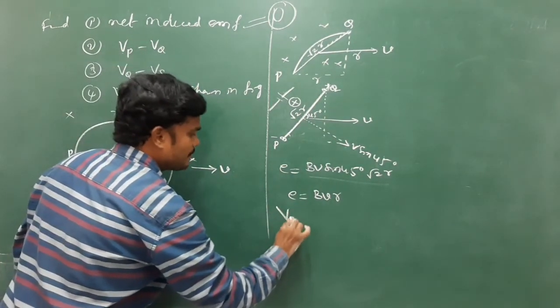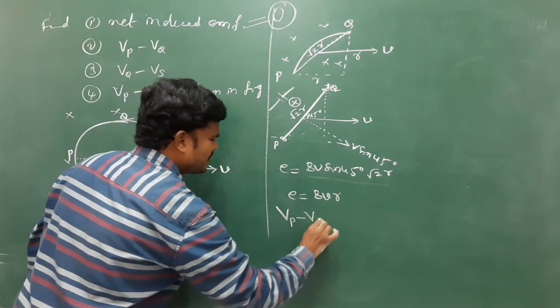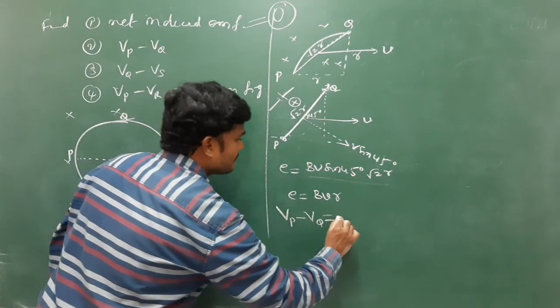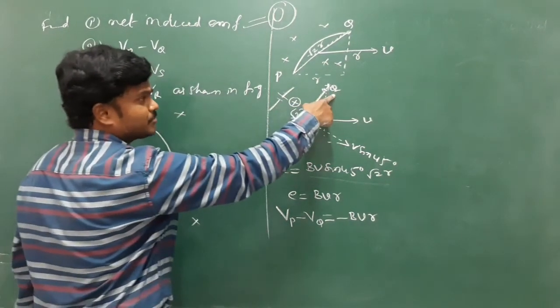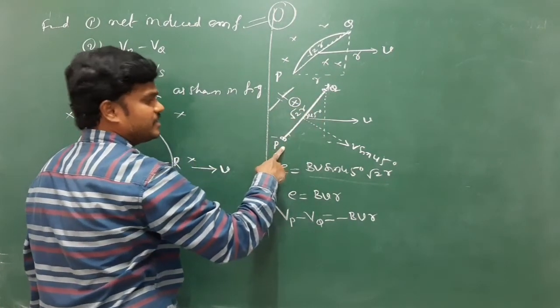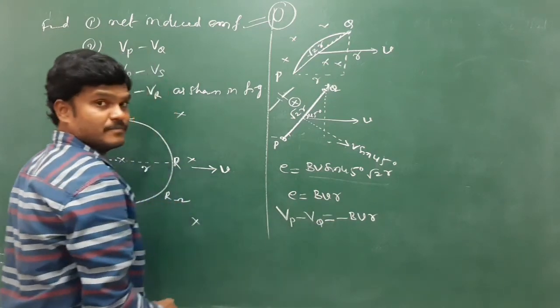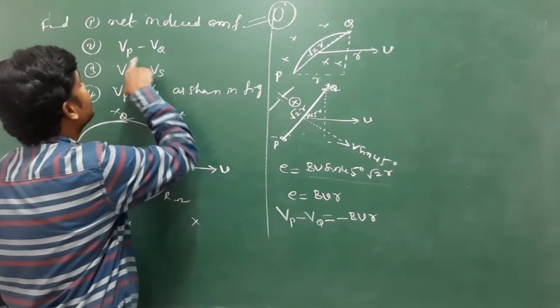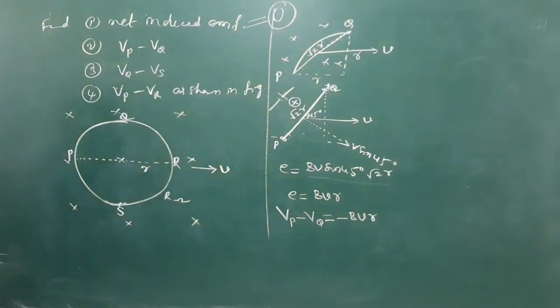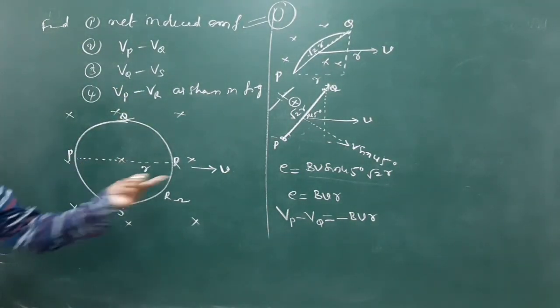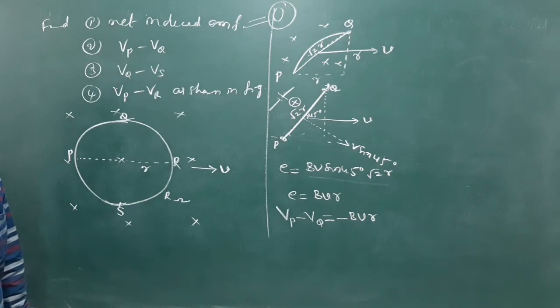So VP minus VQ becomes how much? Minus BVR, because Q is at positive potential. VQ minus VP is equivalent to BVR. Now they are asking to find VP minus VQ, which is minus BVR. We can write in terms of length also, but no need.